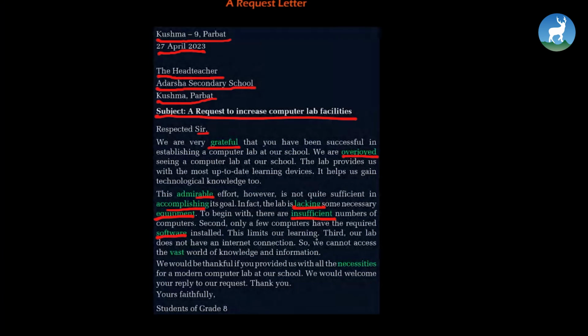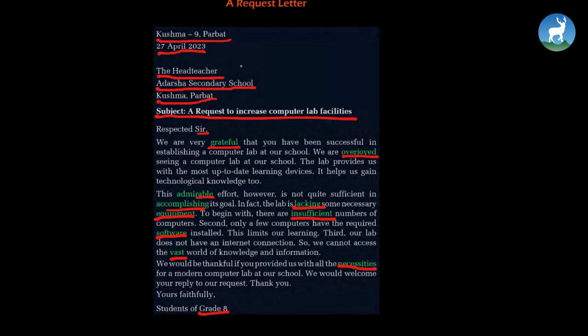This limits our learning. Third, our lab does not have an internet connection, so we cannot access the vast world of knowledge and information. We would be thankful if you provided us with all the necessities for a modern computer lab at our school. We would welcome your reply to our request. Thank you. Yours faithfully, students of grade 8.